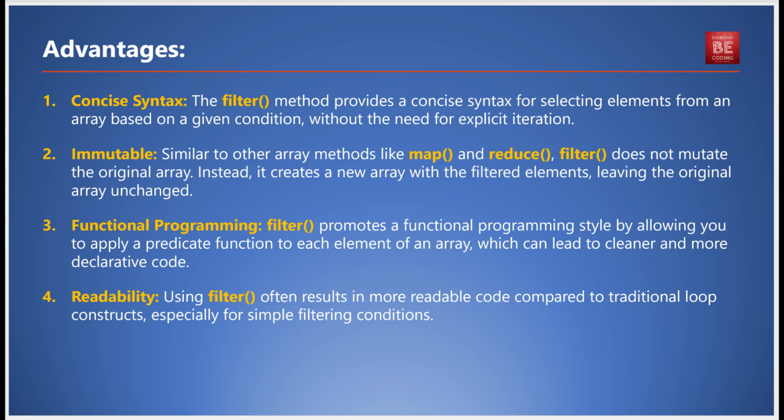The filter method is a powerful tool for selecting specific elements from an array based on custom criteria. It provides a concise syntax for selecting elements based on a given condition without the need for explicit iteration. It does not mutate the original array. Instead, it creates a new array with the filtered elements, leaving the original array unchanged. The filter method promotes a functional programming style by allowing you to apply a predicate function to each element of an array, which can lead to cleaner and more declarative code. And often, using filter results in more readable code compared to traditional loop constructs, especially for simple filtering conditions.